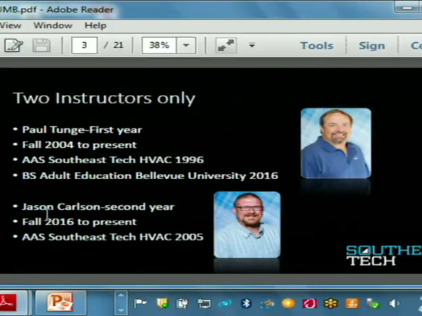And I'm Jason Carlson. I'm in the middle of my first year. I went through Southeast in 2005, finished up there, and have been out in the field ever since. I'm almost done with my first year. It's gone really well. I've enjoyed it.